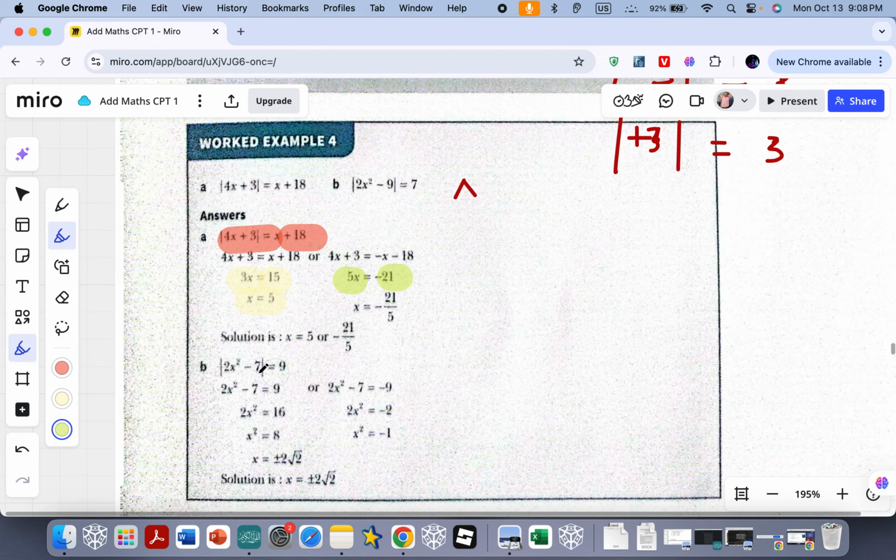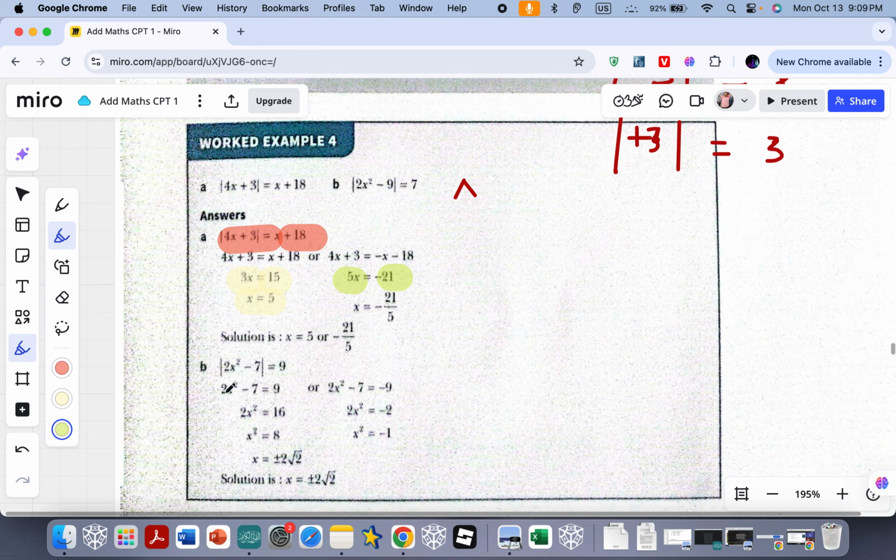Now let's take a look at this second one. For the second one we have the modulus of 2x minus 7 equal to 9. So what do you say? The modulus of this number, 2x minus 7 equal to 9, meaning we're going to say 2x minus 7 equal to 9 or 2x squared. Okay, 2x squared, not 2x. So I'll start again. You're going to say 2x squared minus 7 equal to 9 or 2x squared minus 7 equal to negative 9.